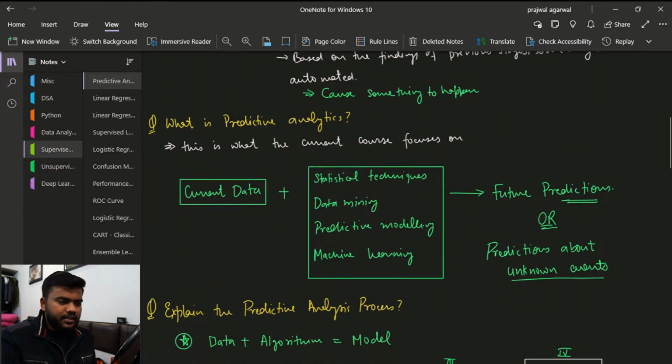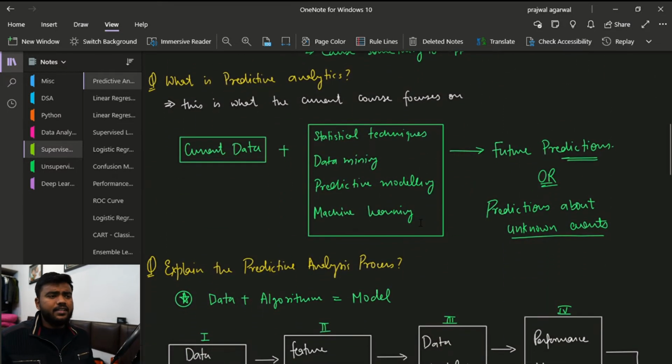Now, what is predictive analysis? This is what the current course focuses on. So what is predictive analysis? Predictive analysis is you take the current data and you combine that data with any type of the algorithms. You can use statistical techniques, you can do data mining, you can perform predictive modeling, you can perform machine learning. Basically you do all types of models, and using this combination you provide future predictions. This is what the entire predictive analysis model is.